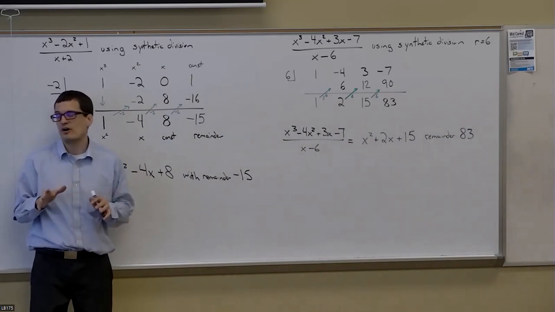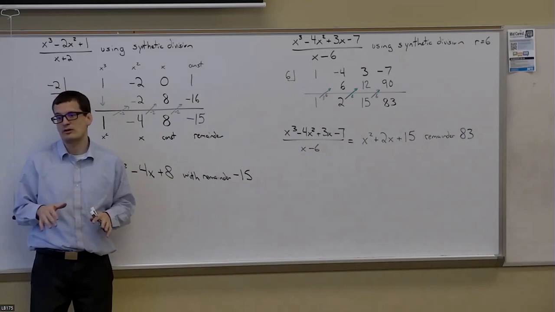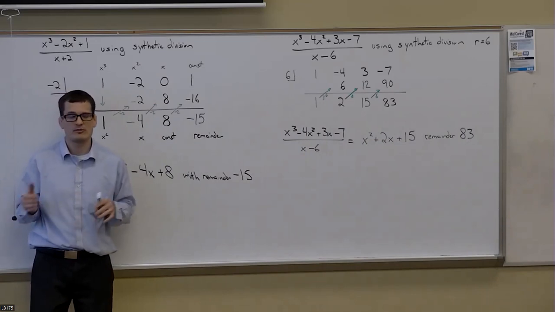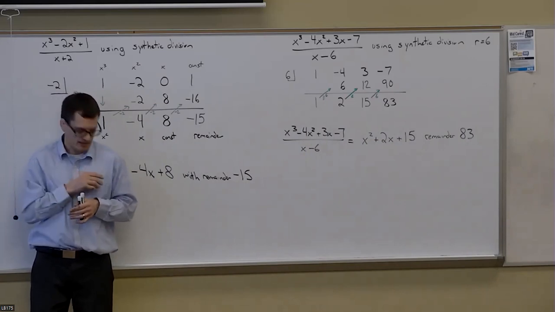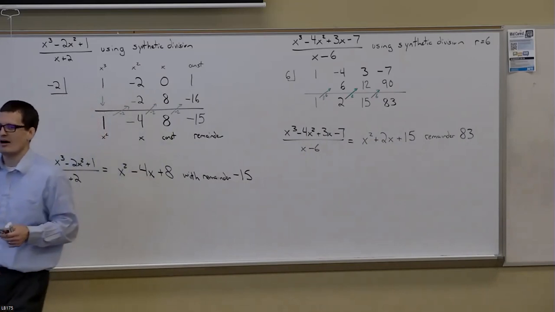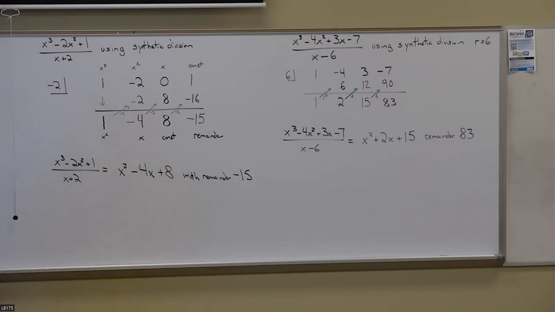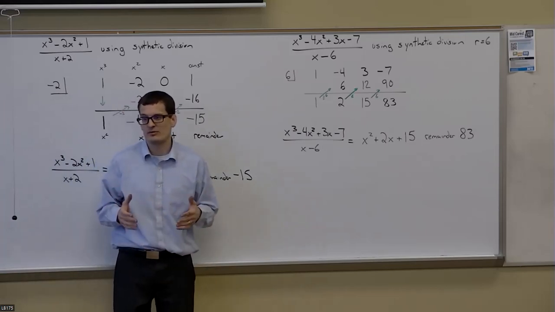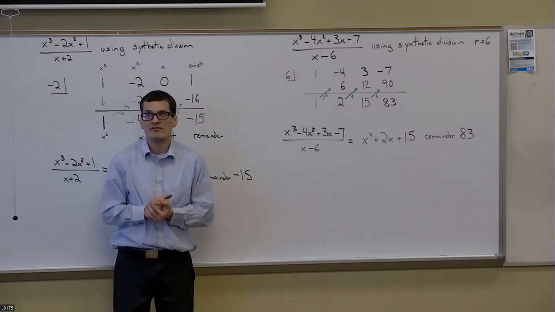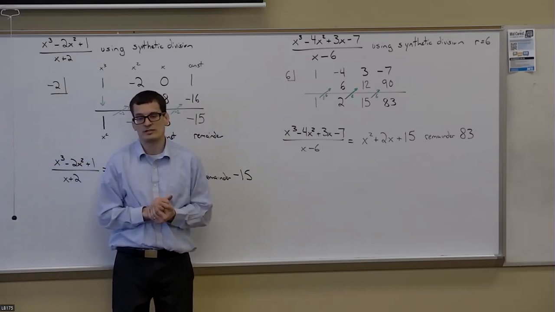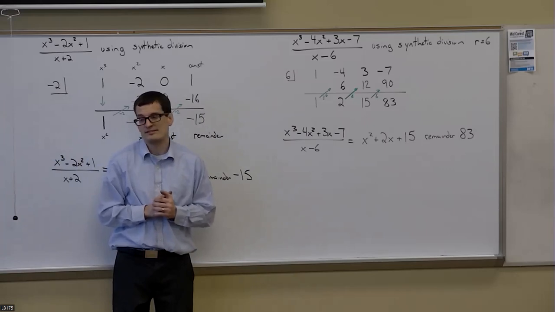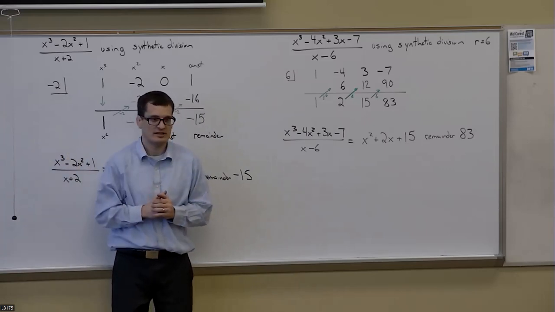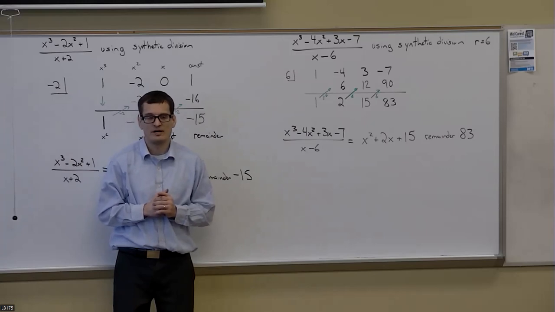Now remember, the downfall of synthetic division is that it only works with x minus r. Only works with x minus a number. If you are dividing by some other polynomial, let's say you're dividing by 2x plus 5, synthetic division is not going to work as easily. You have to manipulate it. If you're dividing by something like x squared plus 3x minus 2, then you're going to have to turn to long division in that case. But if you're dividing by x minus a number, synthetic division works really, really nicely. Okay.